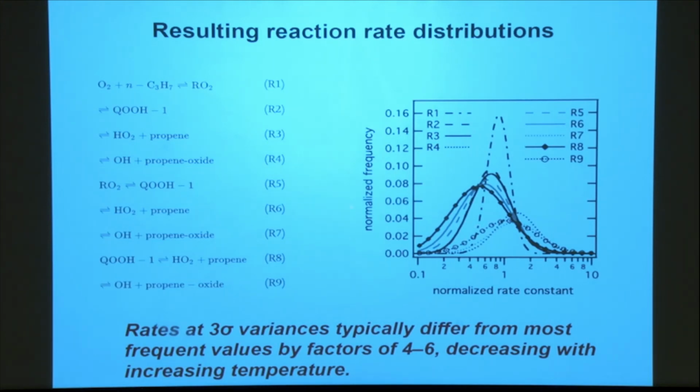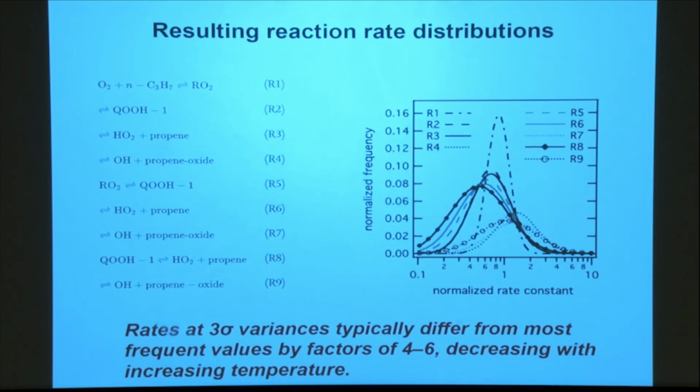On the right here, what we've got is the frequencies of the predicted normalized rate constants. The tighter the distribution here, then the better constrained our prediction for the rate constant. The broader the distribution, the more uncertain our predictions become. Okay, so for reaction R1, which is the formation of RO2, we've got a fairly tight distribution there.